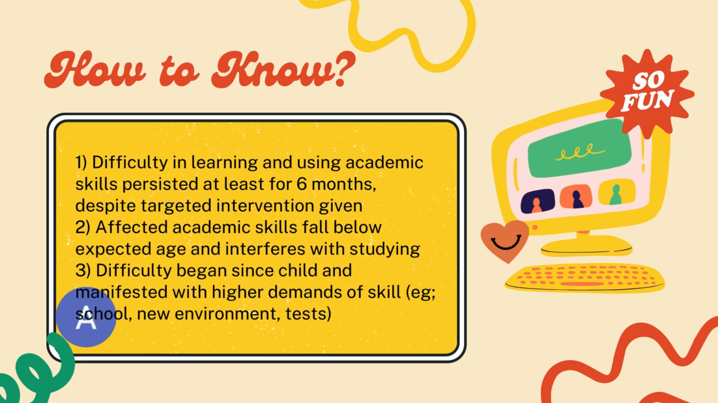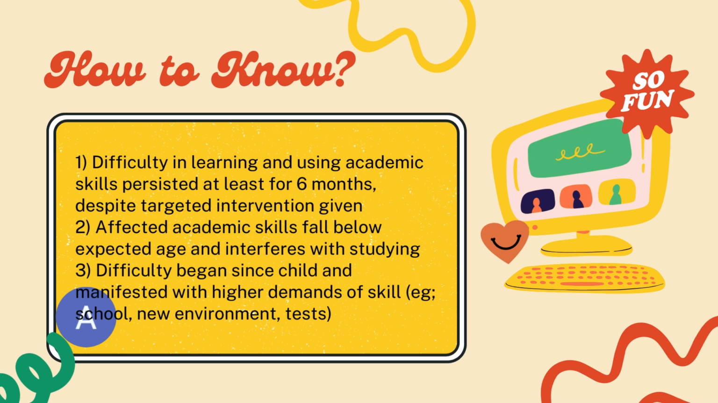However, how do you notice it first? How do you know that, oh, is this something of a concern? So first of all, you need to see whether they have difficulty in learning and using academic skills that persisted for at least 6 months. So 6 months or above, you give them tuition, you teach them at home. So you give targeted intervention, for example, you give mathematics practice every single day if they're poor in mathematics. But they seem to have little to no improvement.